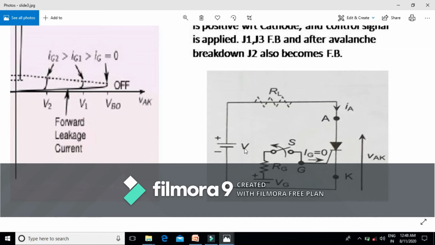That means the elementary circuit diagram of this SCR represents the source voltage and the gate voltage, from which we are going to obtain the variable gate current, which is basically a control signal for the SCR to remain in the on state.